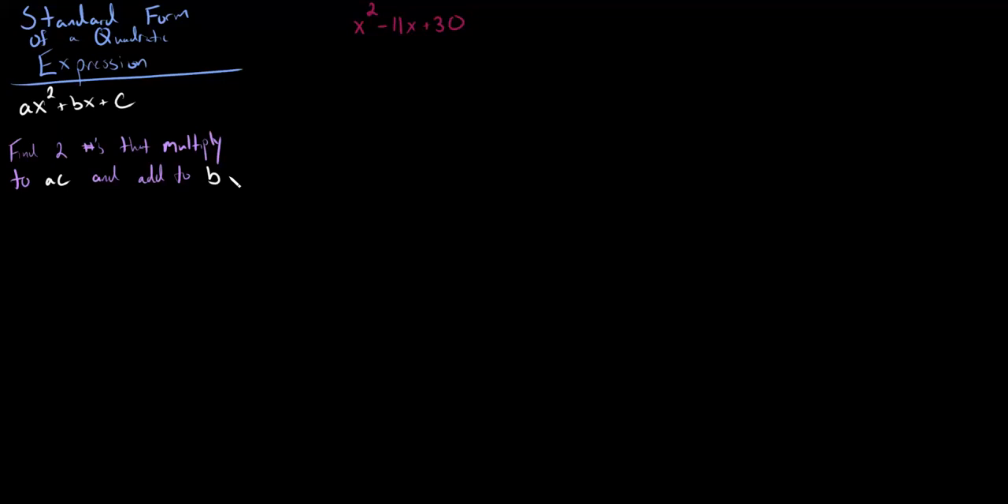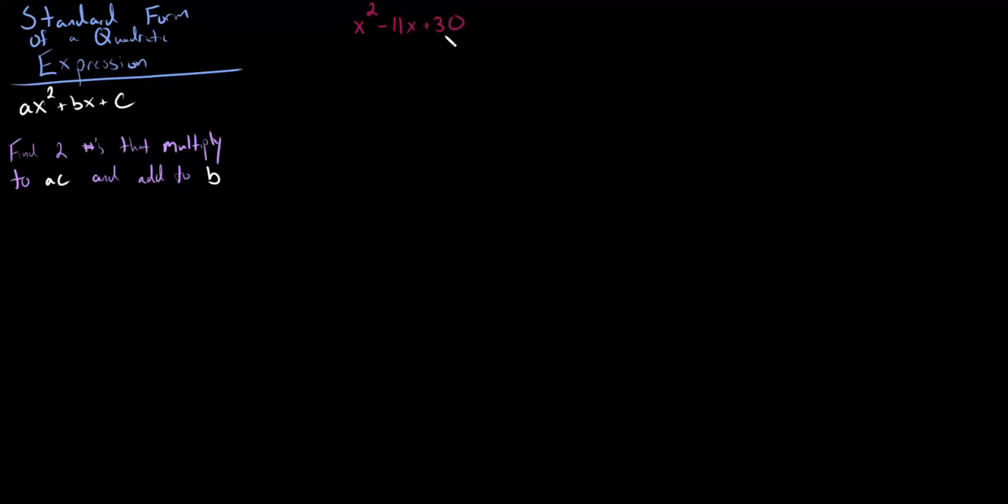Like 5, negative 18, 37.2, okay? Although you're never going to have decimals. I mean, you could have decimals, but we're not going to cover any of those cases. So, for example, let's say we had x squared minus 11x plus 30, okay?